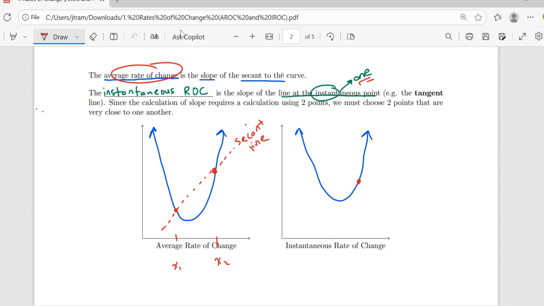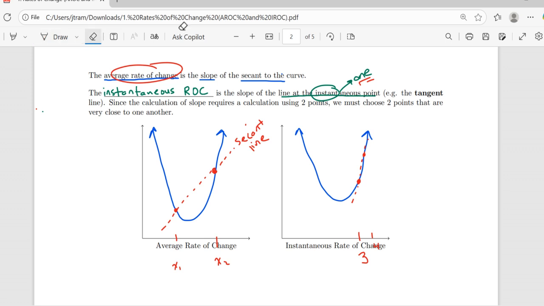Now, how do we do that? Well, if we want to find the rate of change at, say, let's make up a number here, 3, we're going to choose variables that are very close to one another to accurately estimate the rate of change at that point. For example, I can use 3 and 3.001, or I could use 3 and 2.99. If I were to use 3 and 4, the line that I'm drawing is still a secant line because I have 2 points.